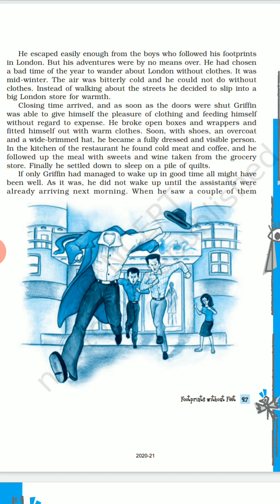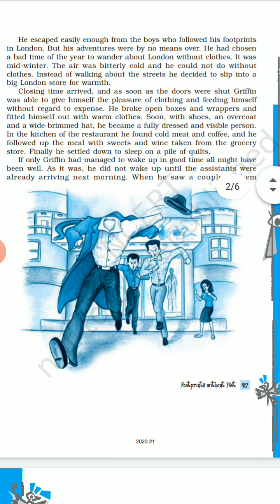Okay, now let us see the next. If only Griffin had managed to wake up in good time, all might have been well. As it was, he did not wake up until the assistants were already arriving next morning. So the narrator says that if this scientist Griffin had managed to wake up early, then he could have escaped. But he woke up so late that he fell into a problem. He did not wake up until the assistants were already arriving next morning, which means he woke up only after the assistants came to the store.